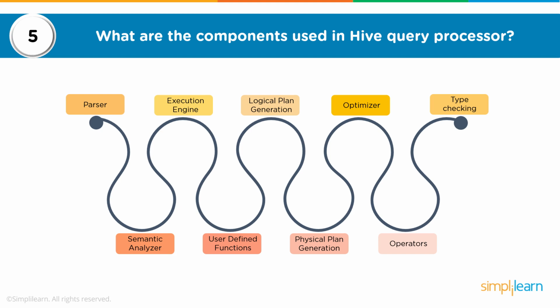Internally, there is a physical plan generated, which is then looked at by the optimizer to get the best path to get to the data. And that might also be checking the different operators which you are using within your query. Finally, we would also have type checking. So these are important components in Hive.